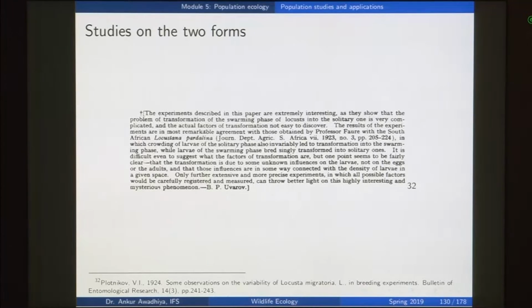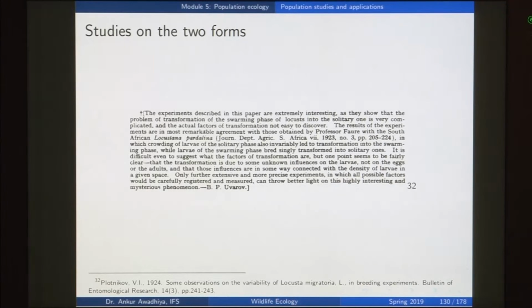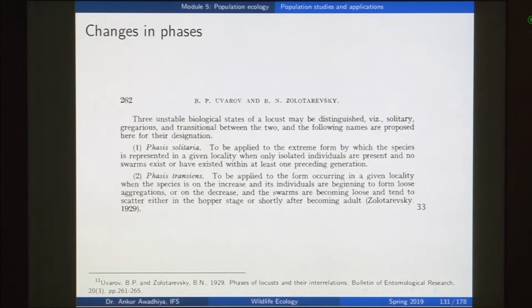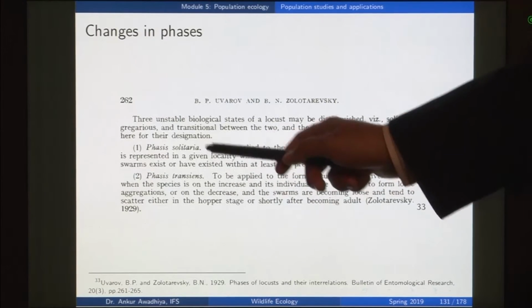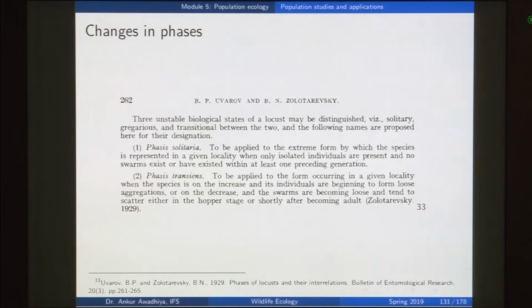Now, this particular work was used by another Russian British scientist by the name of Uvarov, and he used these results to say that actually these locusts are coming in 2 different phases. So, he said that these dark varieties and these light varieties are 2 different phases and they can change from one to another. If you look at this seminal paper that was written by Uvarov, he said that there are these 2 phases and he named it as phase solitaria, that is the solitary phase, and the phase transiens, which is the transient phase, and then there is also a third phase.